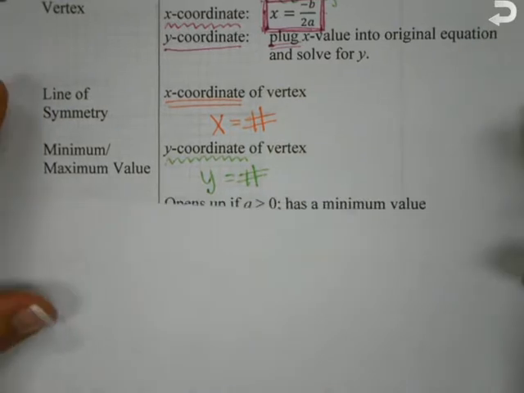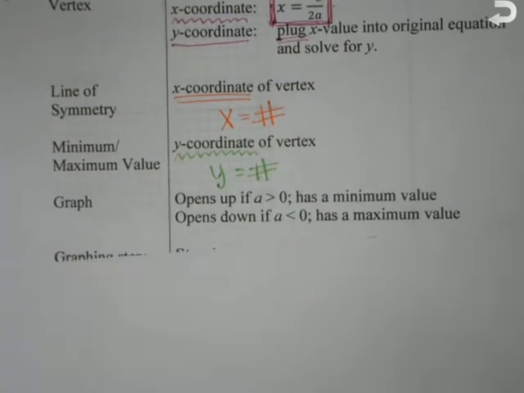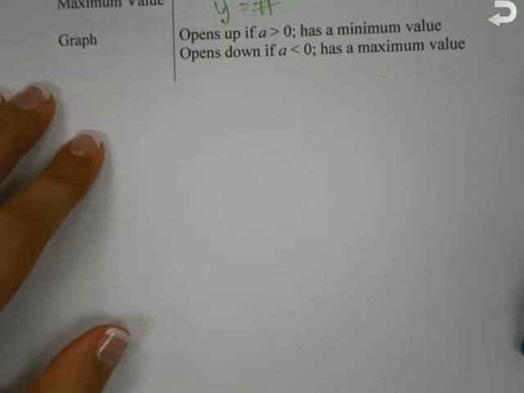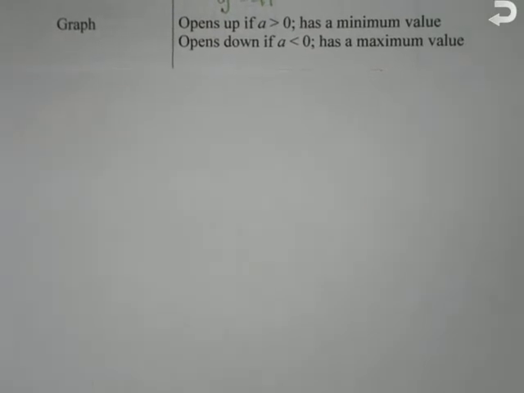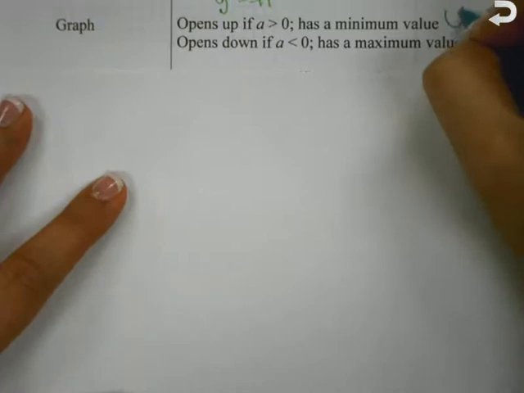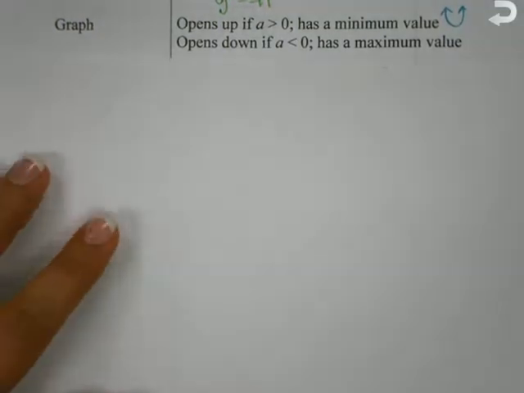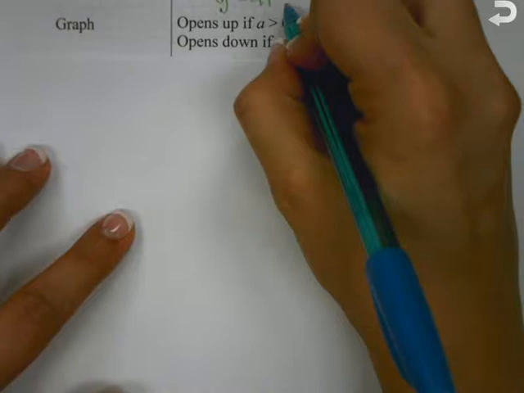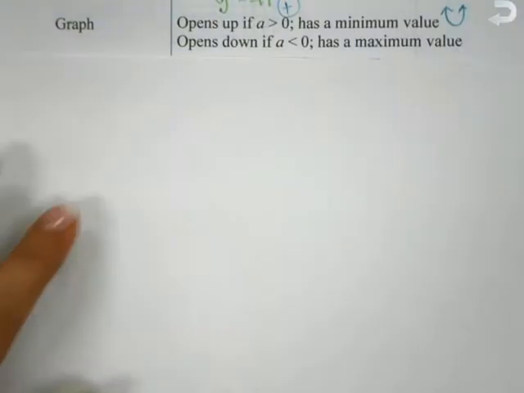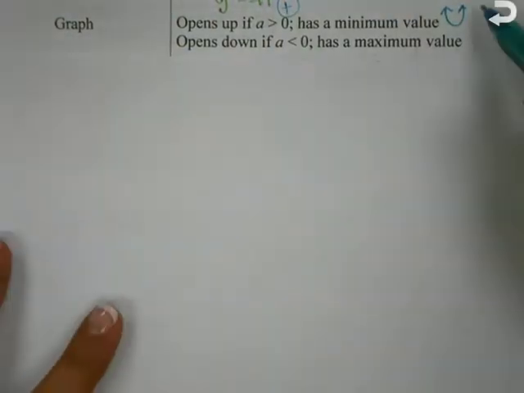Our graph. We have two types of parabola. They either open up or open down. Those are the only ones we're going to be looking at right now. So the graph opens up, which means it looks like this, if a is greater than 0, so that means the x squared is positive. If our graph opens up, we always have a minimum value because we have a lowest point.